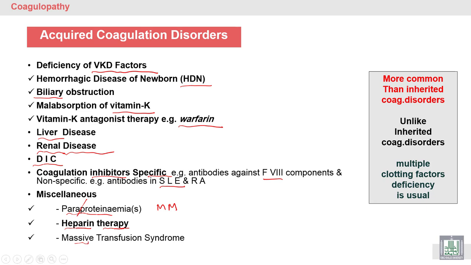Massive transfusion syndrome: massive means that stored blood is given to patients who need massive transfusion. Stored blood has a lot of factors with decreased function, so the functional activity of the coagulation factors in the stored blood is decreased.